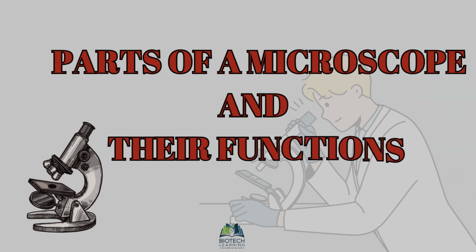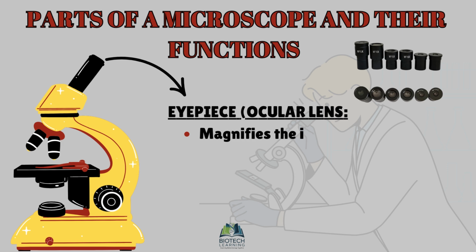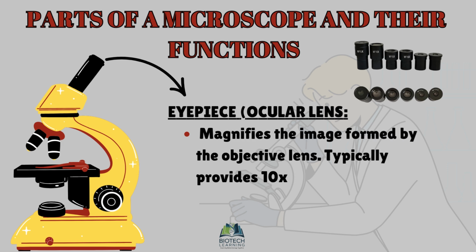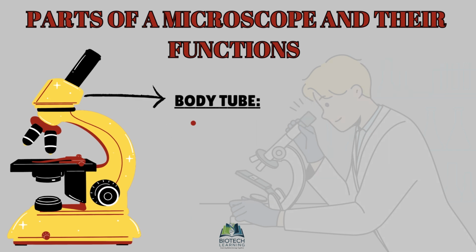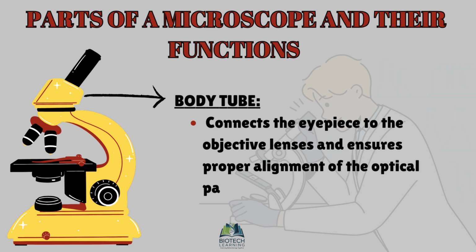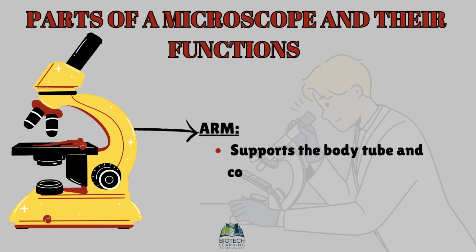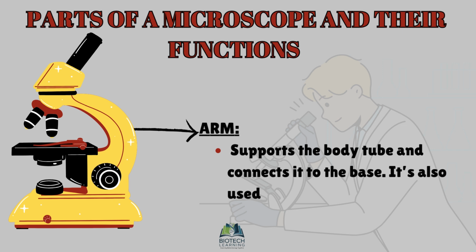Next, parts of a microscope and their functions. The eyepiece, or ocular lens, magnifies the image formed by the objective lens. Typically provides 10x or 15x magnification. Body tube connects the eyepiece to the objective lenses and ensures proper alignment of the optical path. Arm supports the body tube and connects it to the base. It's also used for carrying the microscope.